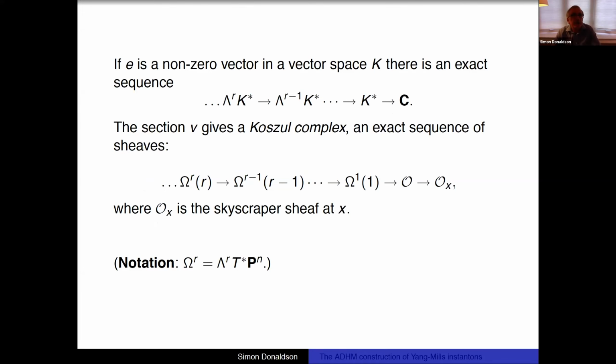The next thing to recall is a very basic, simple thing. If we have a vector space, call it K, and a non-zero vector e, then we get an exact sequence which we start off by mapping, on the right, K star to C, just the pairing with e, and then we put all the exterior powers of K star, and we map from one to the other by using contraction with e. The basic fact is that this sequence is exact, provided e is non-zero. Of course, if e is 0, all the maps vanish.